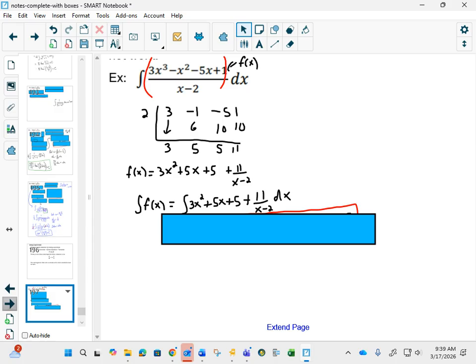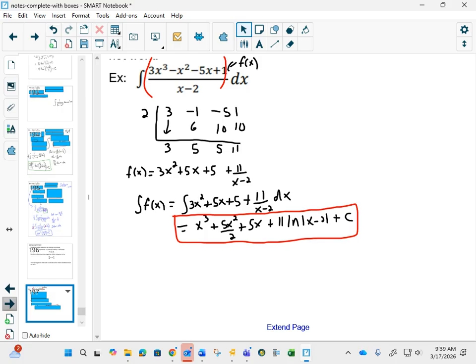So we get the integral of this, and this will be x cubed, 5x squared over 2, 5x, and then this 11 will be 11 natural log of the absolute value of x minus 2 plus c. All right. Fine.